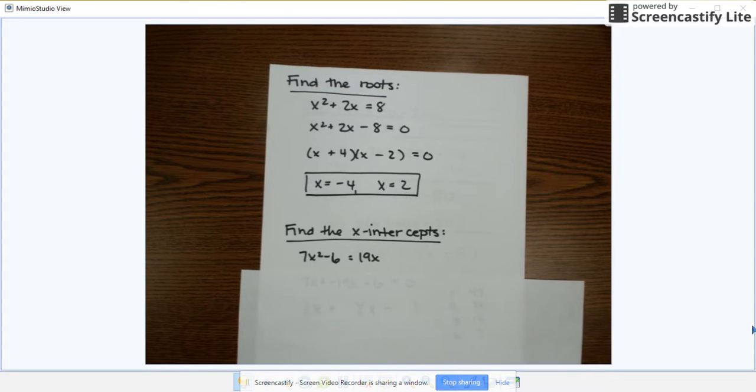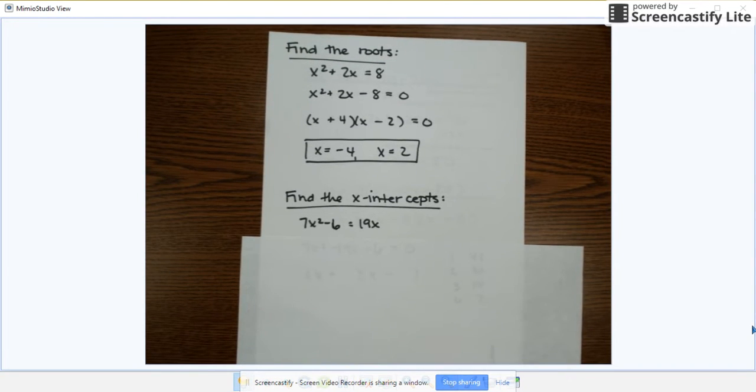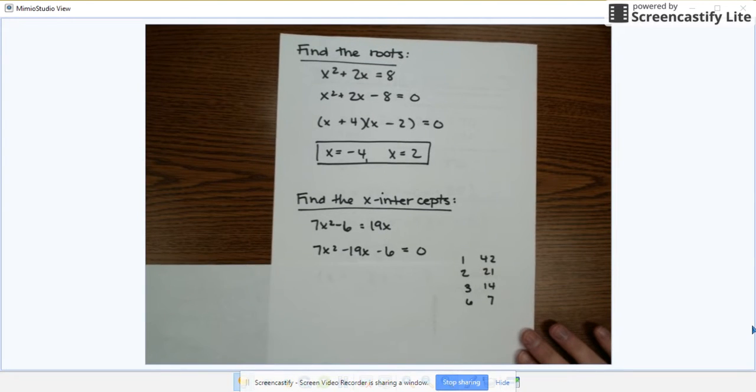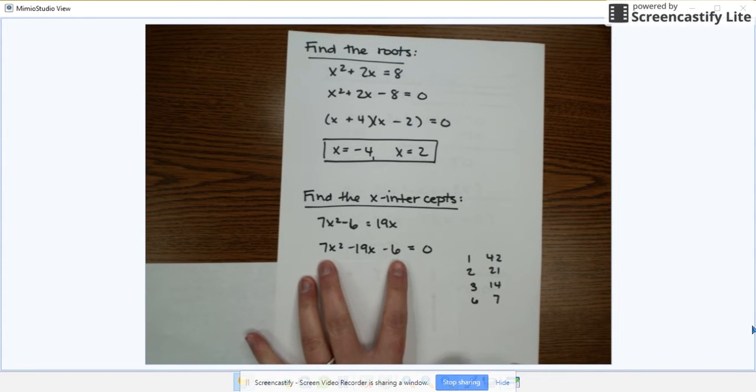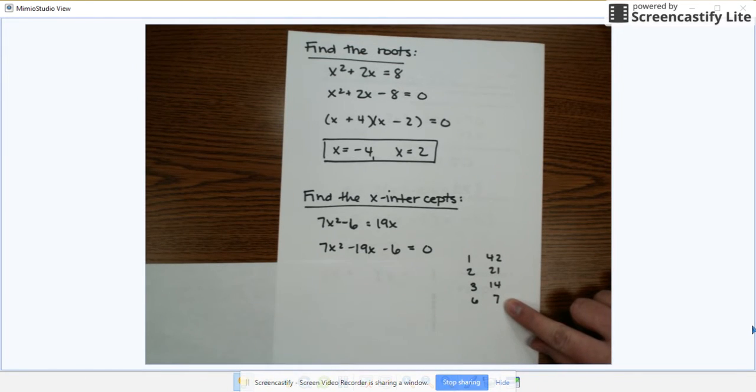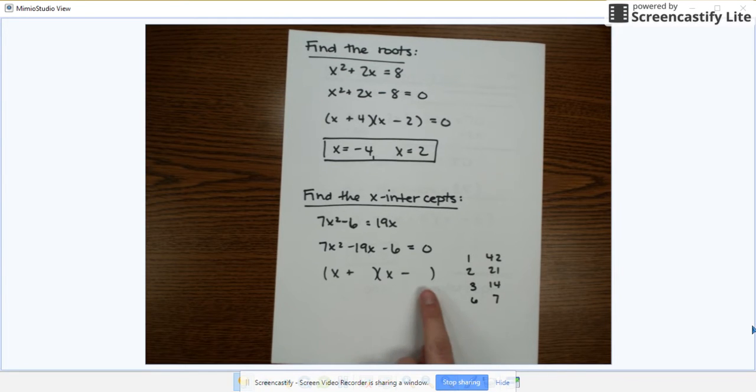Okay, here's another one. 7x squared minus 6 equals 19x. Again, set it equal to 0 or write it in standard form. So we have that. Then we need to factor this. So we have to list off all of the factor pairs for 7 times 6. Well, 7 times 6 gives us 42. So here are your factor pairs for 42. And I would like you guys to decide how the rest of this will be factored and then tell us our x-intercept. So you need to factor it and then solve and find the roots.